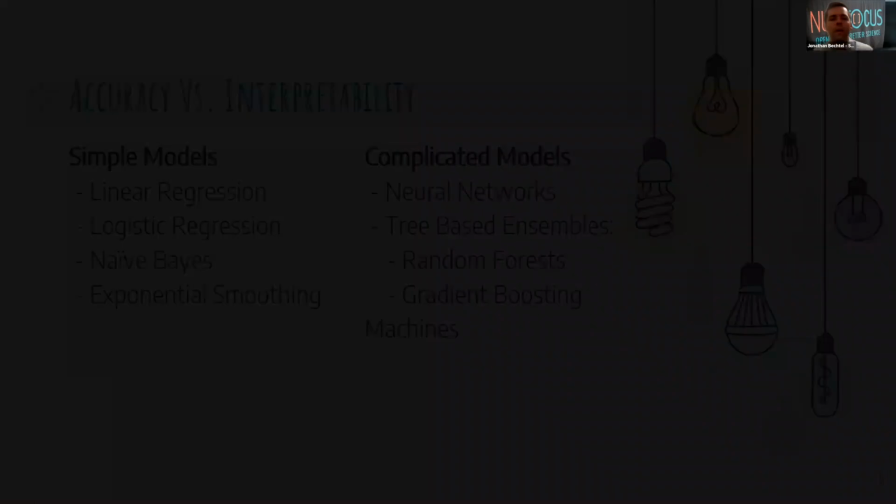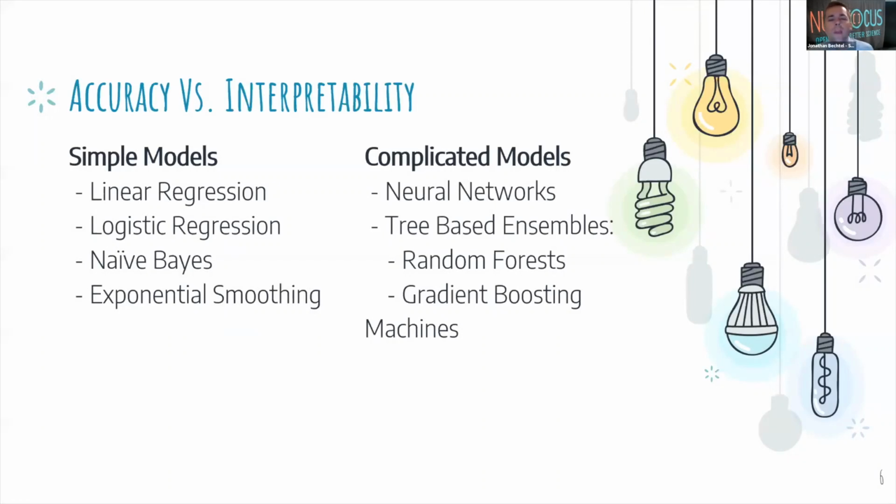So if you want a few examples of each, things like linear and logistic regression, naive Bayes and exponential smoothing are probably good examples of simpler models. They're still widely used, and lots of times they are very, very helpful in a lot of circumstances.